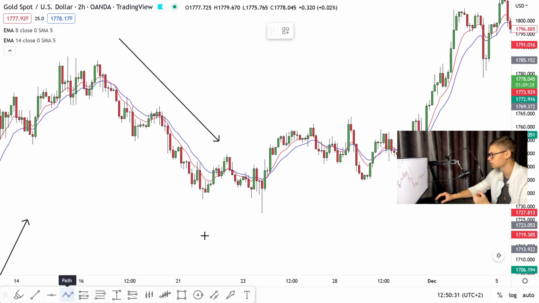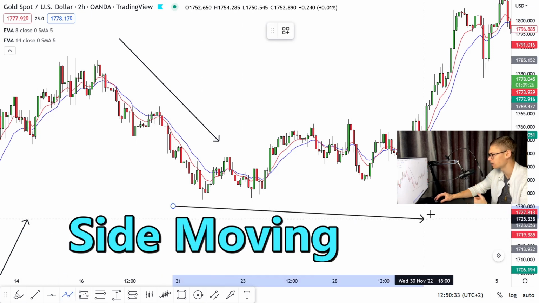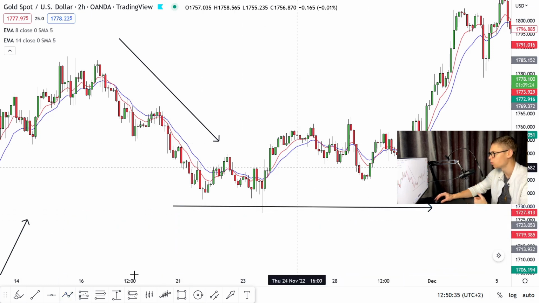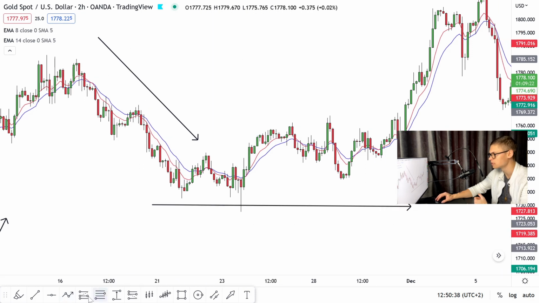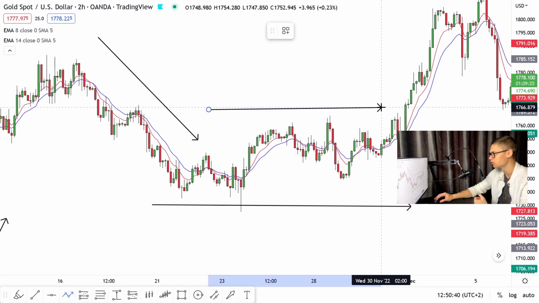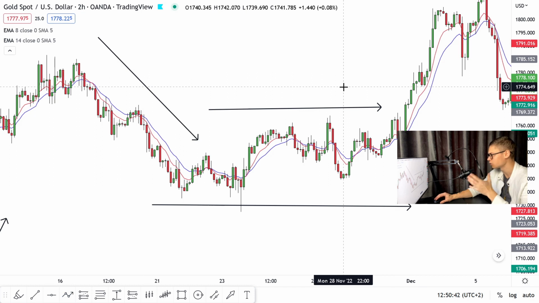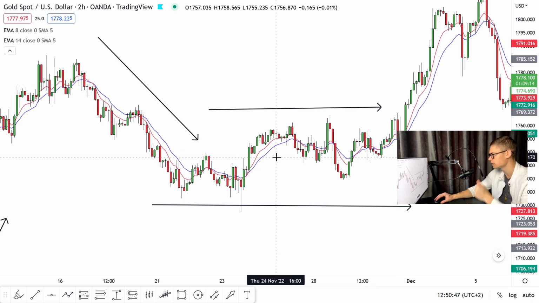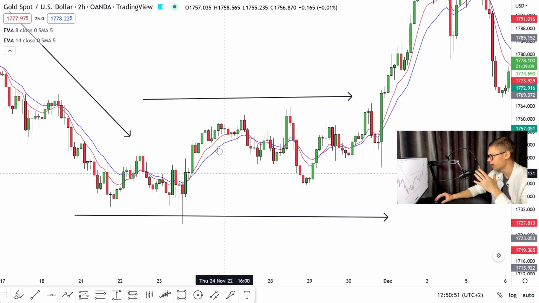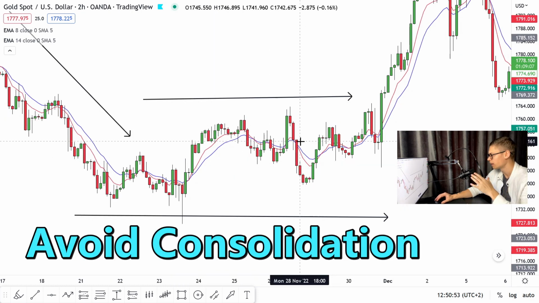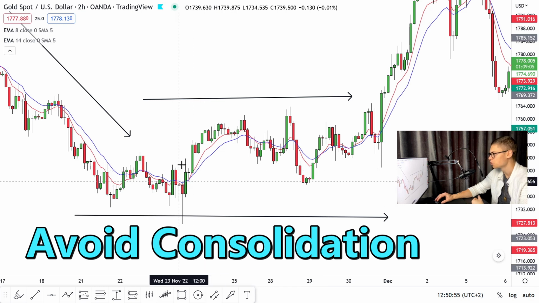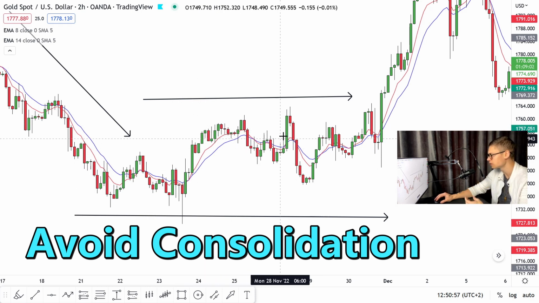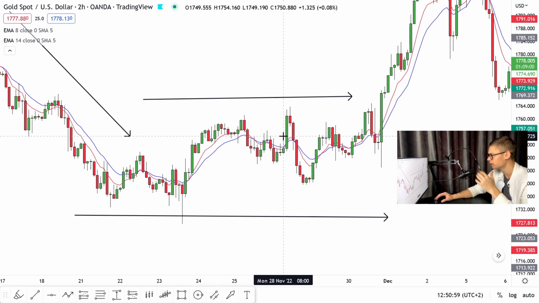The third market condition that we also have is side moving market. As you can see over here, the market is moving sideways with no clear direction, and this is the market condition that you should definitely avoid when using this strategy. If you will be using this strategy in side moving market or consolidation conditions, you will get a lot of false signals and you will probably lose money.